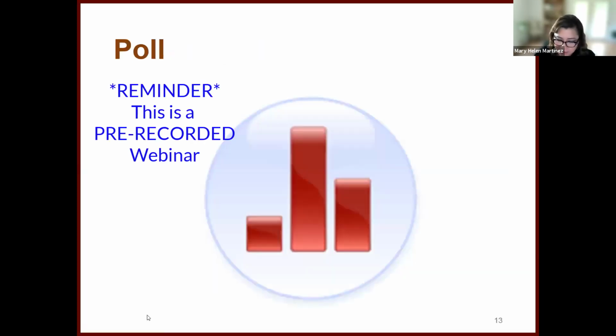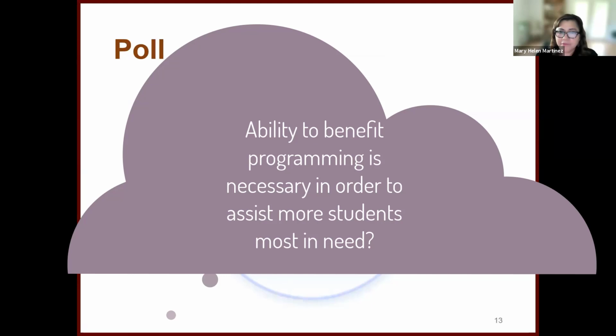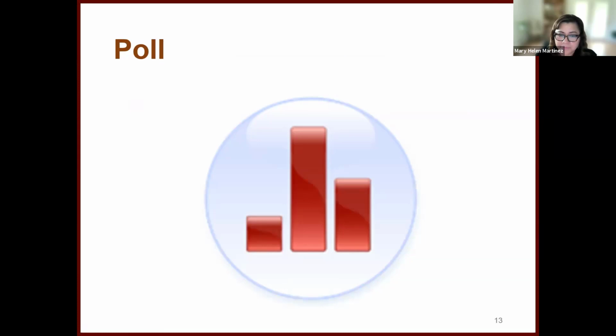Just to get us started, let's take a little poll. Based on what you know and where you're at right now, yes or no, ability to benefit programming is necessary in order to assist more students most in need. So the result is 93% of you say yes, ability to benefit is necessary in order to assist more students that are most in need. So you may not need this workshop, because this is what this workshop is about, just to figure out what is ability to benefit and how can we serve more students, particularly those students most in need.